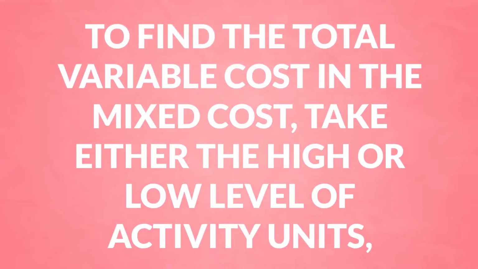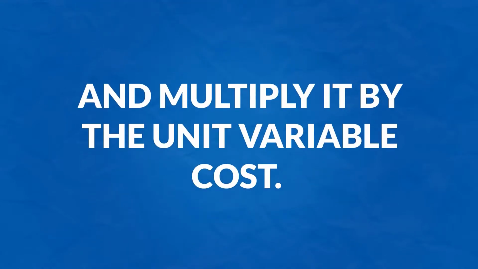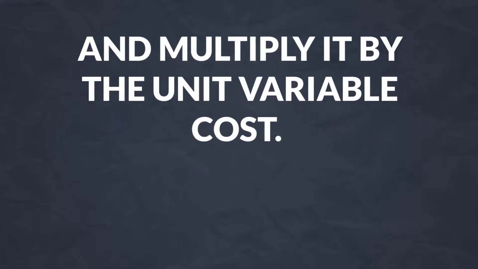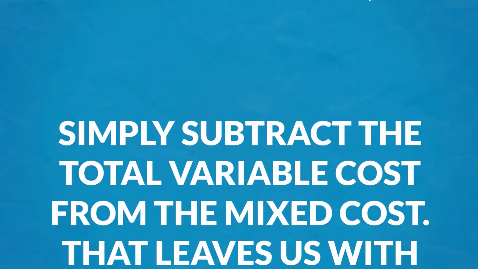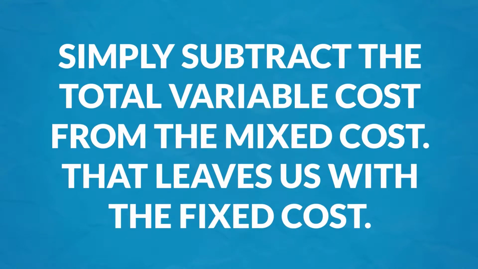To find the total variable cost in the mixed cost, take either the high or low level of activity units and multiply it by the unit variable cost. To find the fixed cost component in the mixed cost, simply subtract the total variable cost from the mixed cost. That leaves us with the fixed cost.